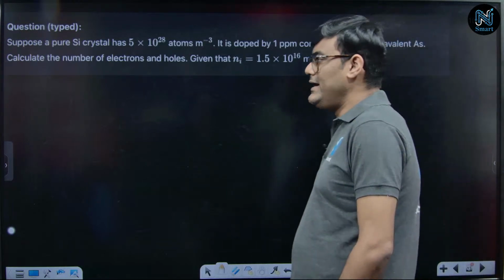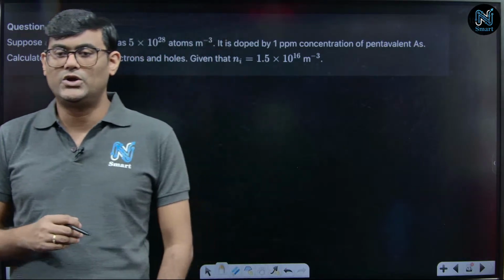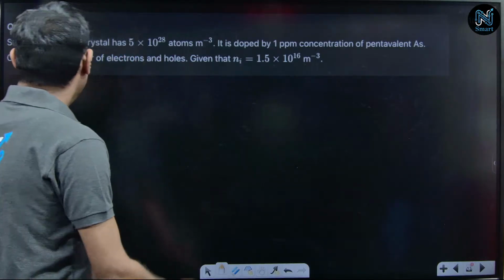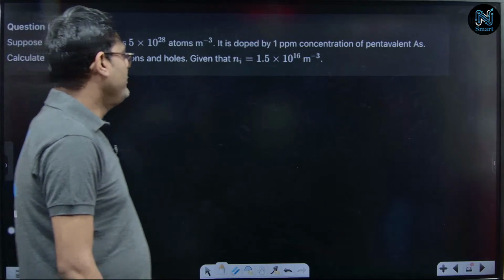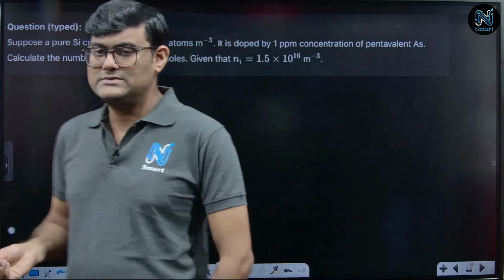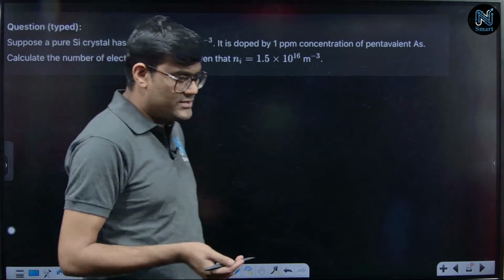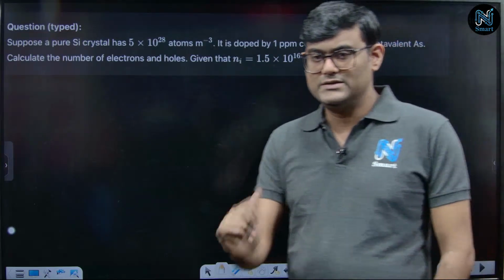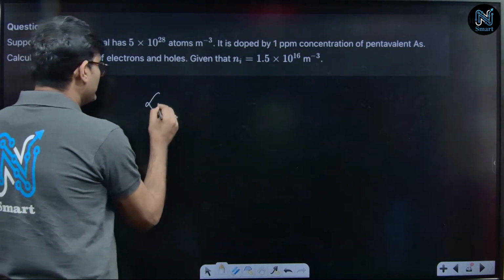Now, if I add some pentavalent impurity to it, then the pentavalent impurity is a donor impurity, that means it will donate electrons. Calculate the number of electrons and holes given that Ni is 1.5 into 10 power 16 per meter cube. Okay, so what is this Ni? Ni is the intrinsic concentration. What is the relation between intrinsic concentration and extrinsic concentrations? We have a relation, you should remember this relation, it is called the law of mass action. So, what is the law of mass action?